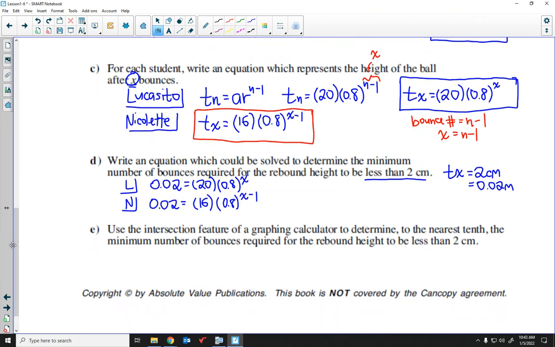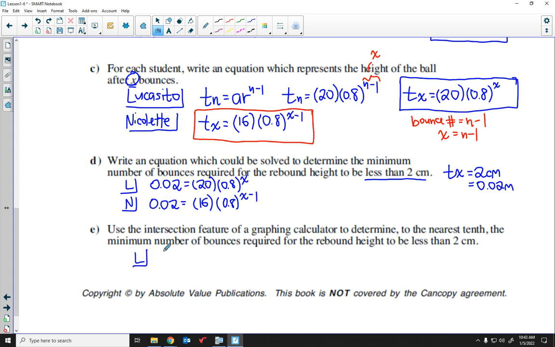All right, use the intersect feature on a graphing calculator to determine to the nearest tenth the minimum number of bounces required for the rebound height to be less than 2 centimeters. It doesn't actually matter which equation you use right here. If you plot both equations, they're going to look identical. So let's use the equation that has a little bit less in the exponent. So we'll use Lucacito's equation.